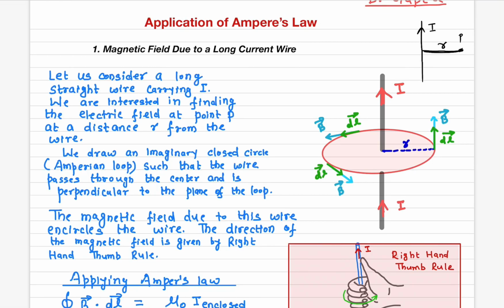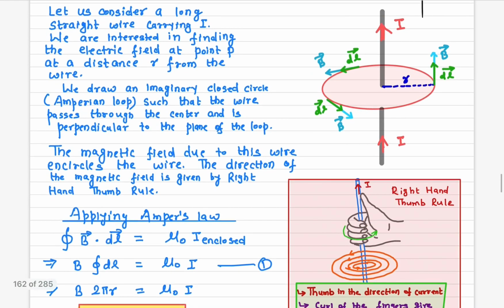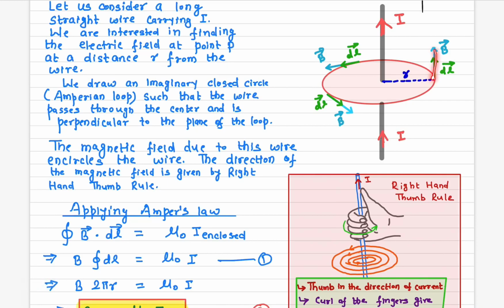And if you look, by using the right hand rule, the magnetic field at any point due to this current carrying wire is given in this direction here. How do you find the direction? If you hold the wire with your thumb pointing in the direction of the current, then the direction in which your fingers curl gives you the direction of the magnetic field. So the magnetic field at this point is in this direction, at this point in this direction, and at this point in this direction.